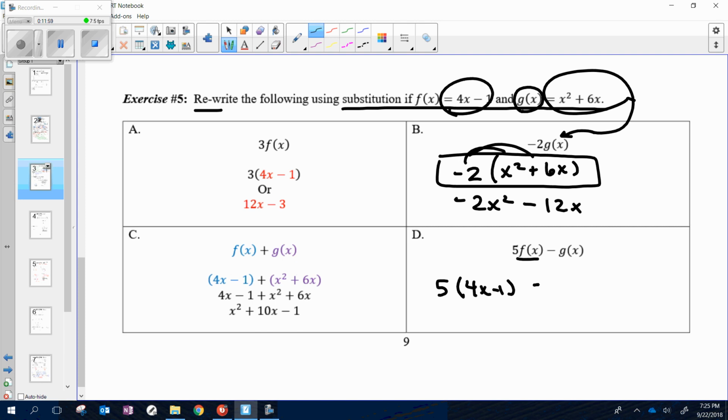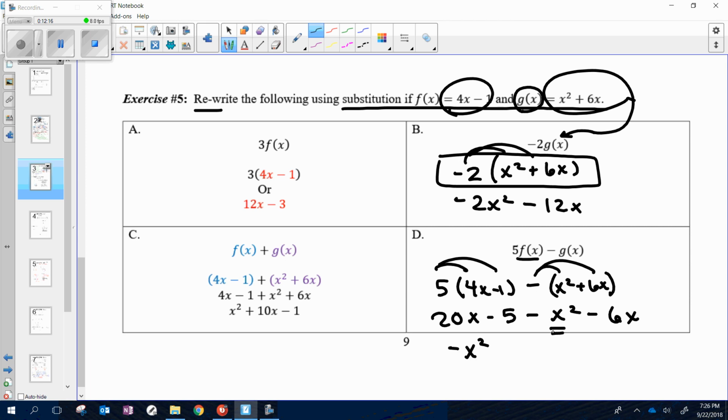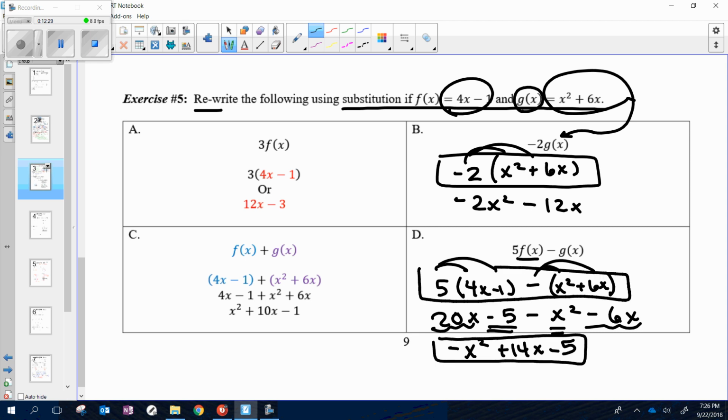And then d, 5 times the f function, which is 4x minus 1, if you look up here, minus g of x. I'm using parentheses because I'm subtracting all of this. Distribute the negative, distribute the 5. 20x minus 5 minus x squared minus 6x, and then I can put them in order. I always put the highest power first, combine the x's next. That's a 14x, and then I have a minus 5. You did not have to do that. This was your answer right here.